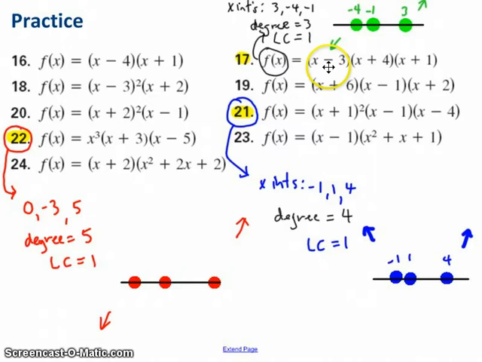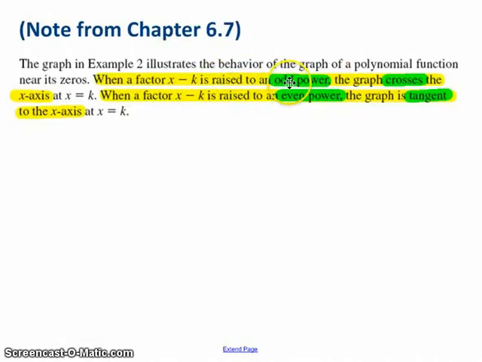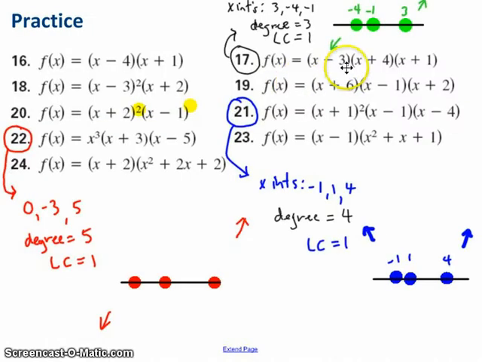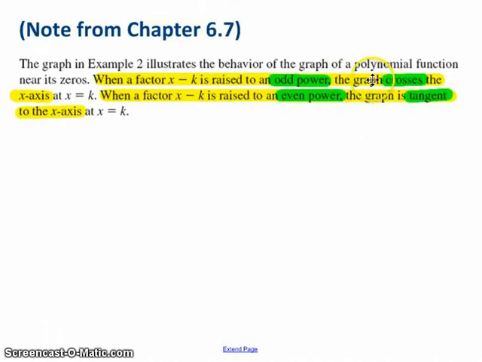example like this, x minus 3. When that thing has an odd power, so in other words, this x minus 3 did have an odd power, its power was 1, whereas x plus 1 has an even power, its power is 2. When it has an odd power, the graph is going to cross through the x-axis. But when it has an even power, the graph is, well, the textbook says tangent. The graph is going to bounce off the x-axis, essentially. And I'm going to show you what I mean.